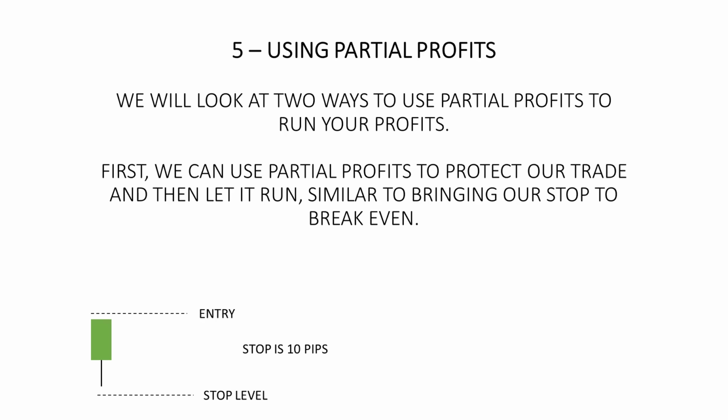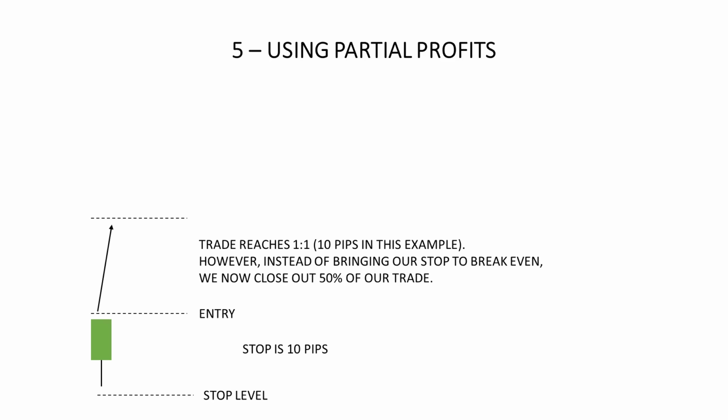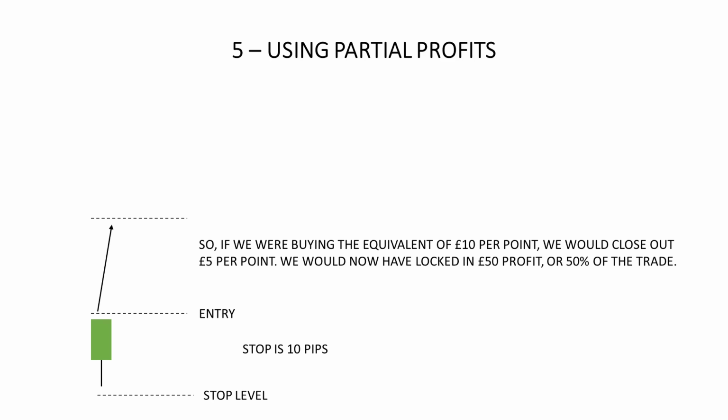What about using partial profits? We will look at 2 ways to use partial profits to run your profits. First, we can use partial profits to protect our trade and then let it run, similar to bringing our stop to break even. Let's say our trade reaches 1-to-1, 10 pips in this example. However, instead of bringing our stop to break even, we now close out 50% of the trade. So if we were buying the equivalent of £10 per point, we would close out £5 per point. We would now have locked in £50 profit, or 50% of the trade.